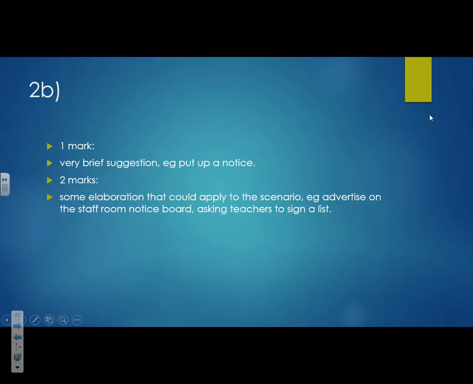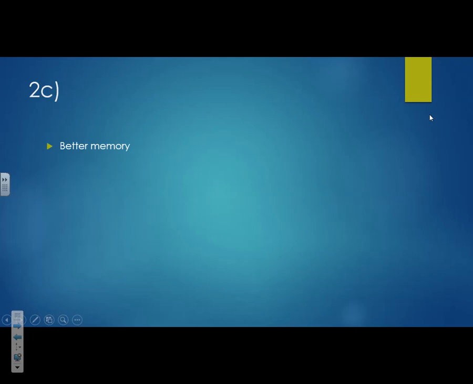And can you see the difference? Put up a notice, or put up a notice in the staff room on the notice board asking teachers to sign a list. You need to have that additional level of detail.